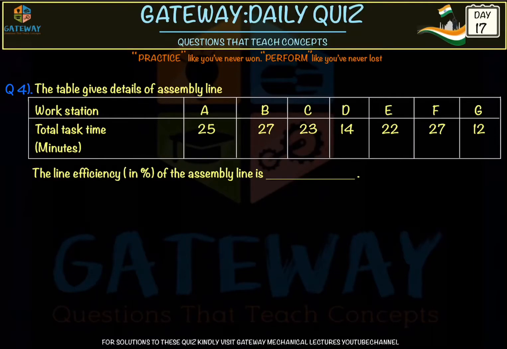And here comes our next question. This is a question on line balancing. This is a very basic question. Just to revise the basic definitions, I have taken this question. So here there are workstations A, B, C, D, E, F, G. So there are 7 workstations here, and for each workstation, once the product enters, the time the tasks take in that workstation is given. In workstation A, it will take 25 minutes, whereas in workstation B, it takes 27 minutes. Workstation C will take 23 minutes, and D 14 minutes. In the same way, E, F, G were also given.